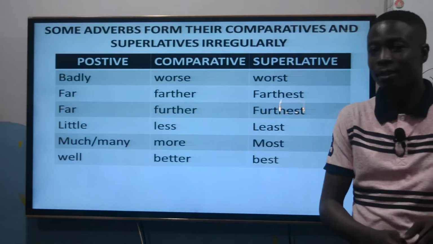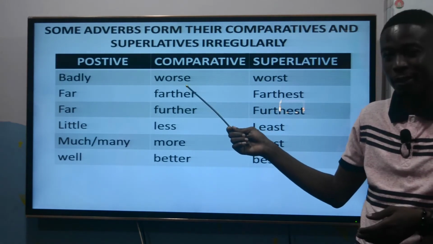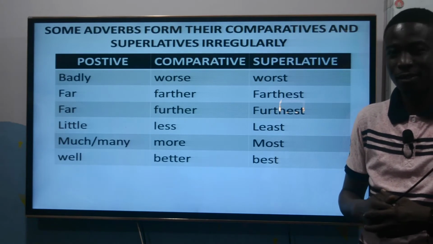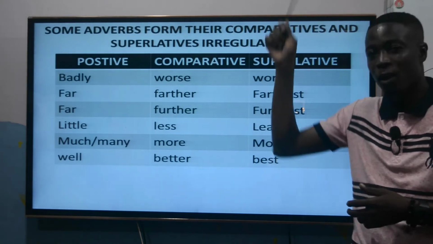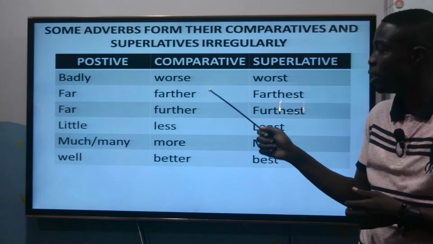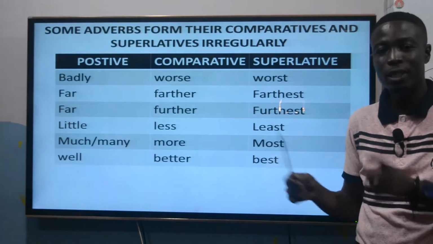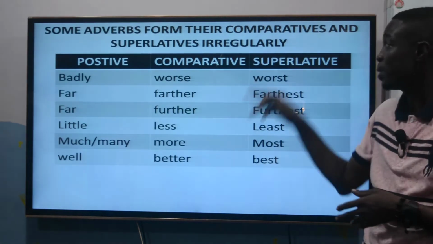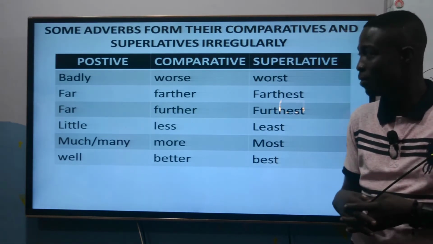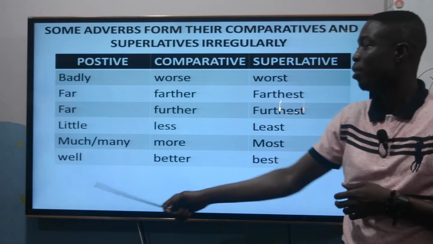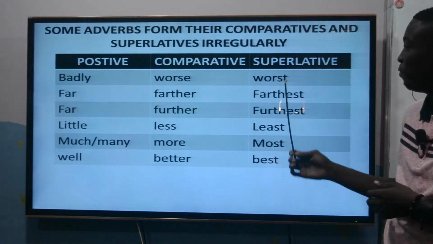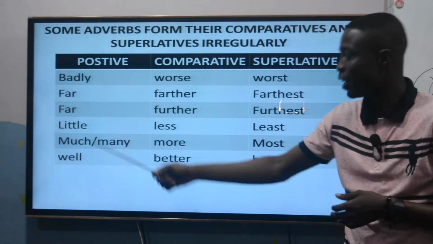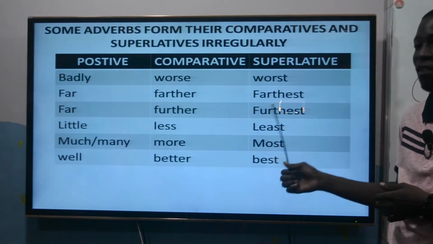Words like badly: the comparative is worse, and the superlative, worst. They don't follow the ly rule, neither do they follow the more and most rule, but they change their forms because they are irregular. All right, so far: far, farther, farthest. And the same far can be further and furthest.